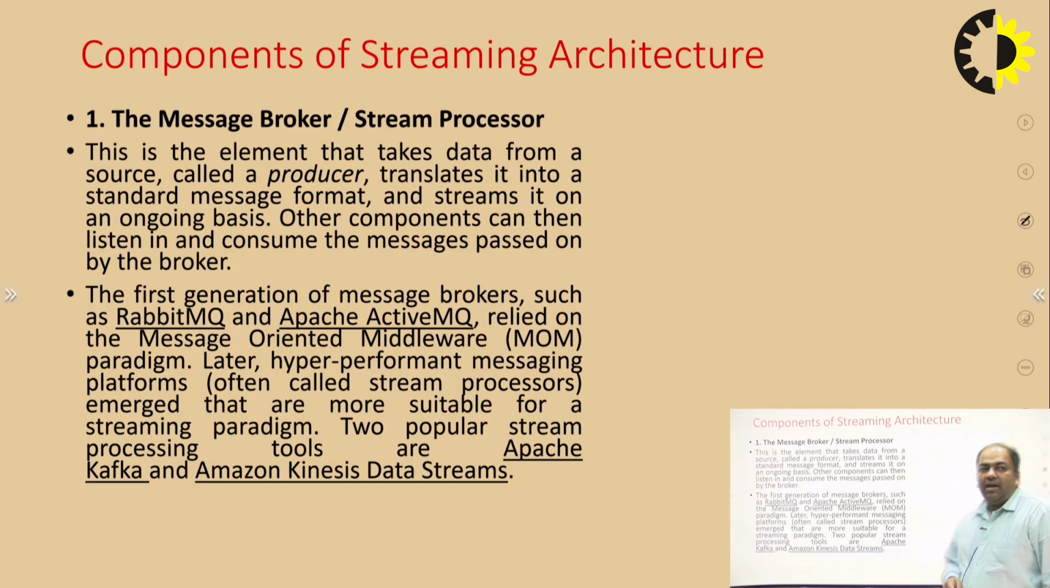What are the components of streaming architecture? First component of streaming architecture is the message broker. What is the use of a message broker? Basically, a message broker is an element that takes the data from the source and translates it into a standard message format for the ongoing stream. The process is that the component listens to and consumes the messages passed by the broker. The first message broker is RabbitMQ, and the tools for message brokering are Apache Kafka and Amazon Kinesis.